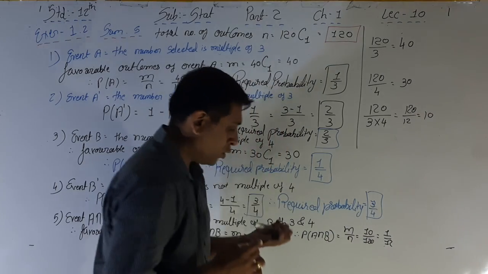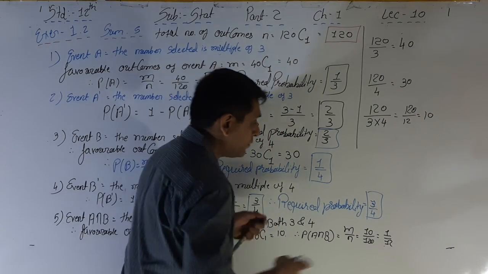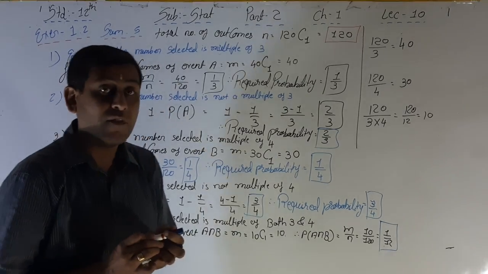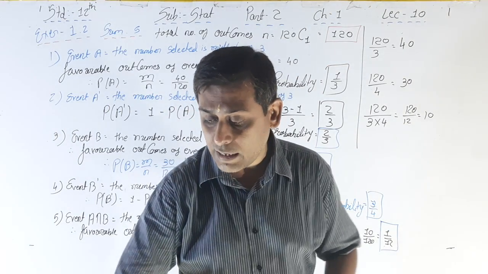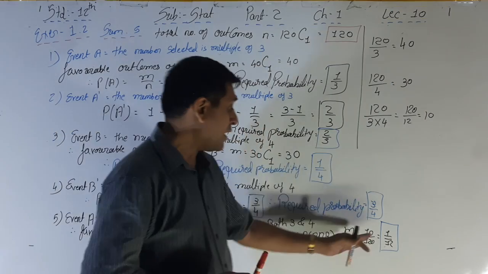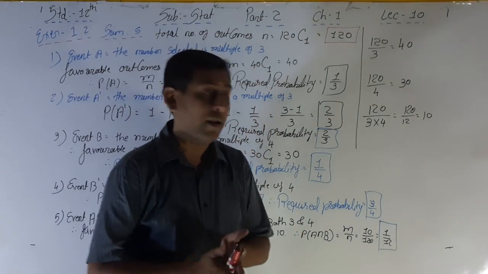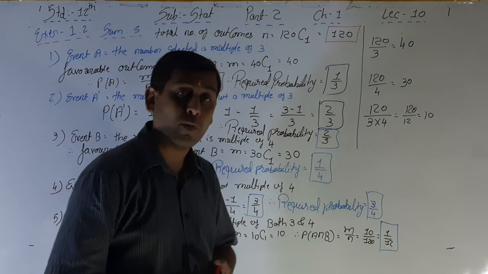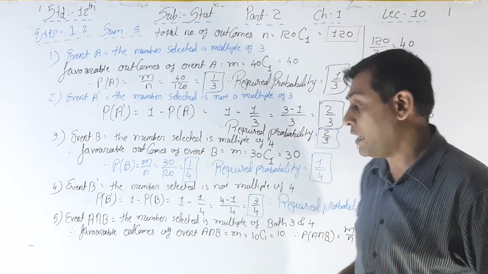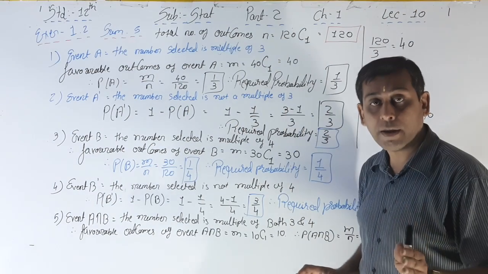So here you can say that the required probability for event A intersection B, that is a multiple of 3 and 4 both, is 1 by 12. 10 is common from numerator and denominator.